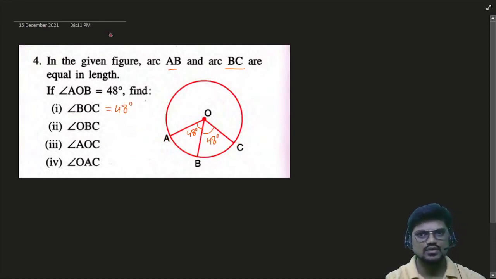Angle OBC, what will it be? Very simple. Construct BC first.